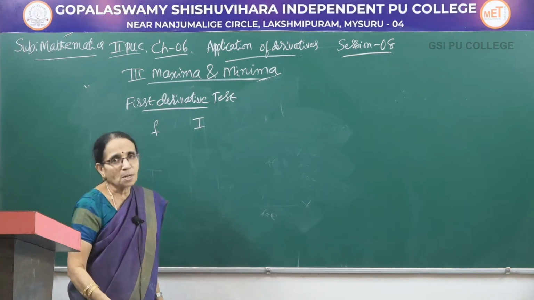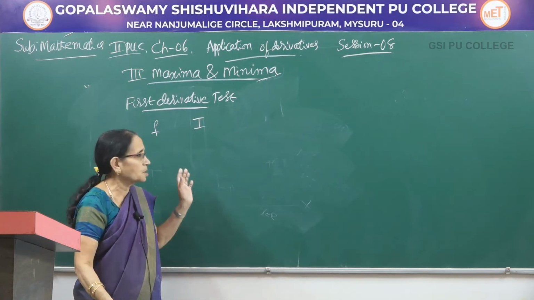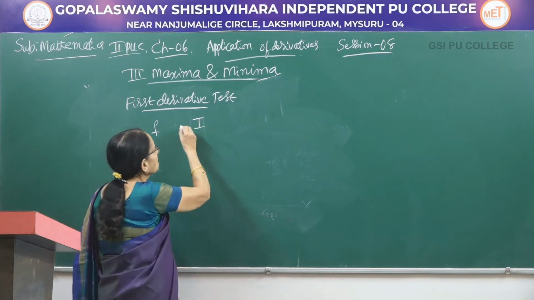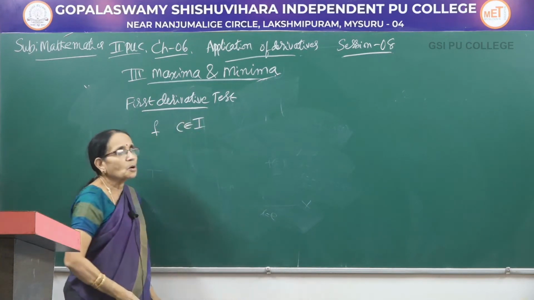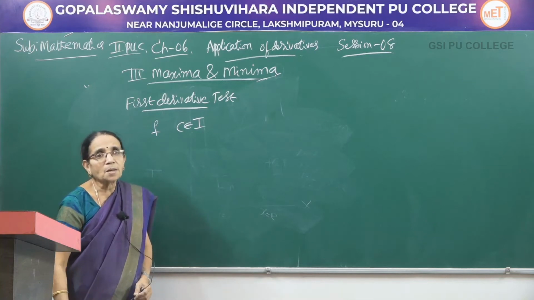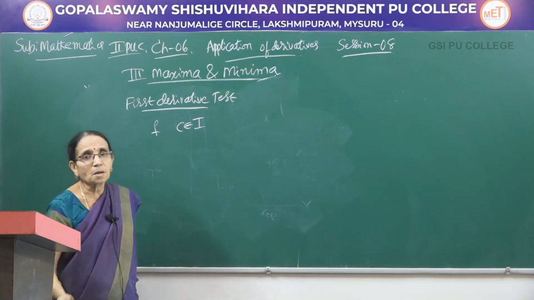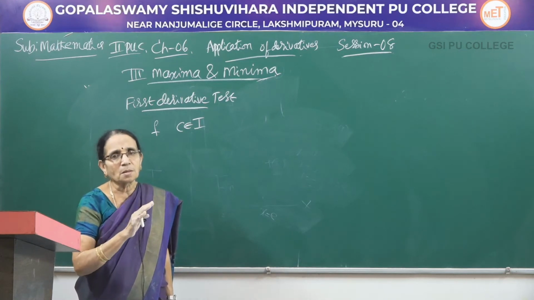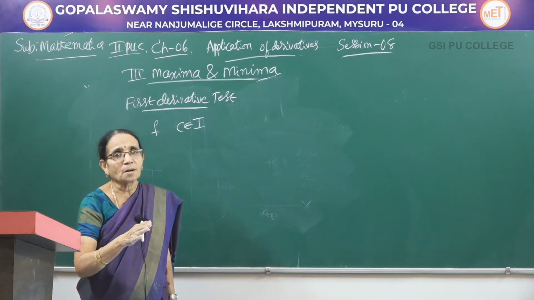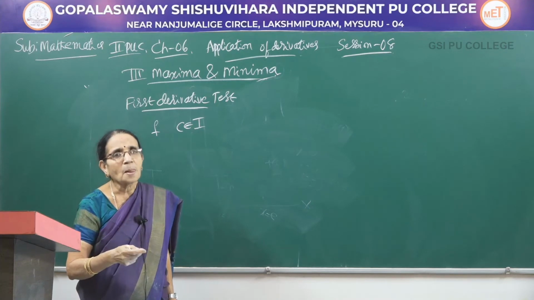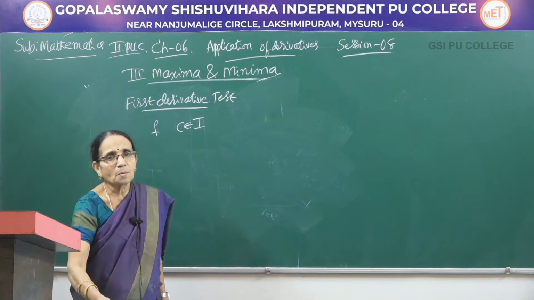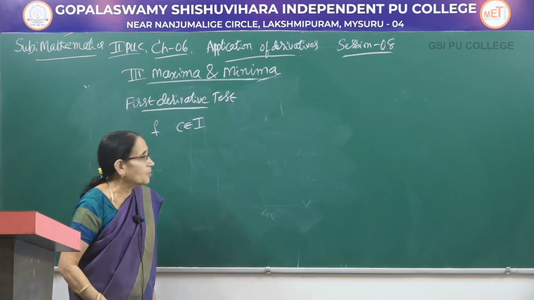Defined in an open interval I. Consider a function f which is defined in an open interval I, and let C belonging to I be a critical point. What do you mean by critical point? Just now I told you the critical point is a point where exactly the function attains either a minimum value or a maximum value, what we call the local minimum value or the local maximum value.